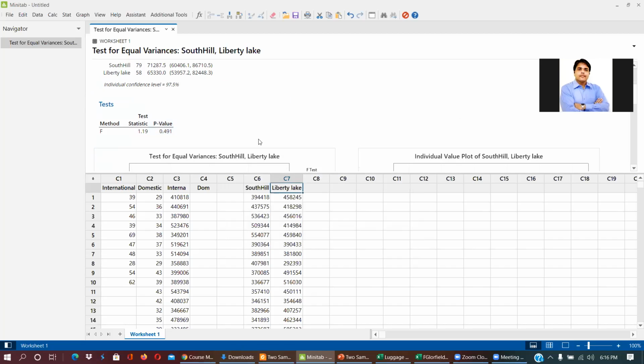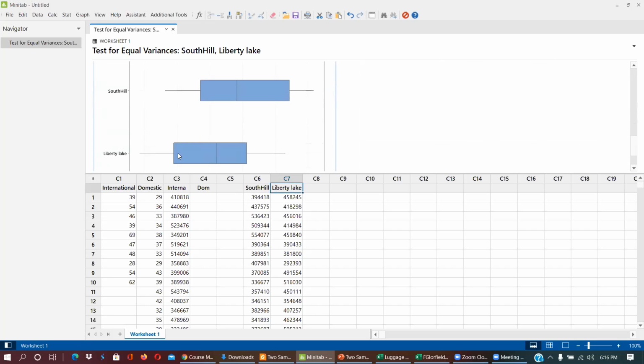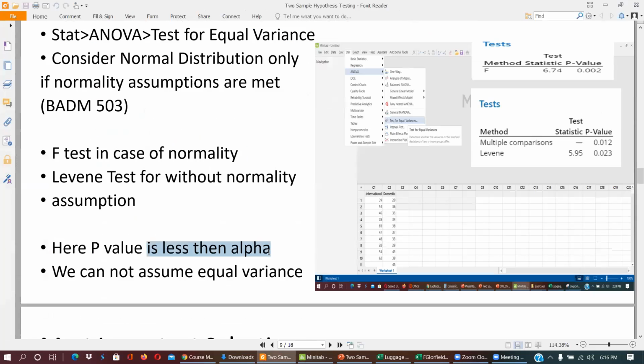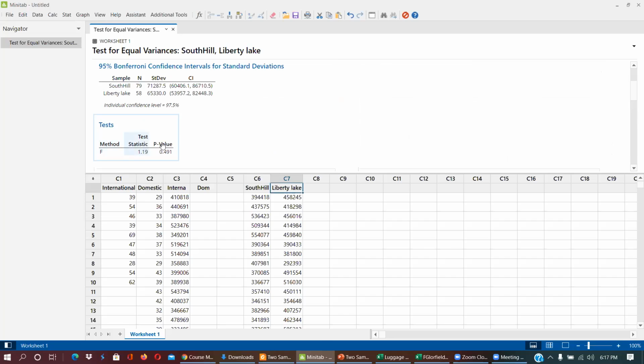So this null hypothesis in this case says, you can clearly see this is the box, the confidence interval for Liberty Lake, and they are overlapping. And if the p-value is less than alpha, we cannot assume equal variance, but our p-value is like 49%, and alpha by default is 5%. So we can assume equal variance.